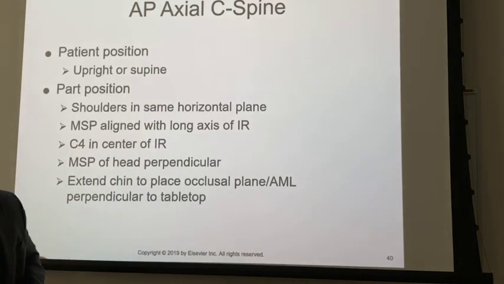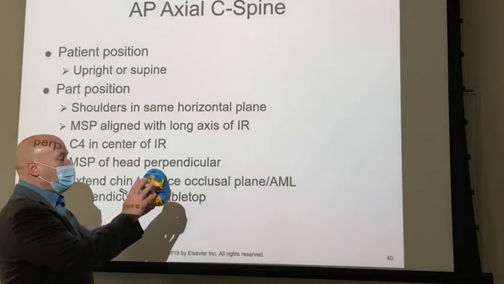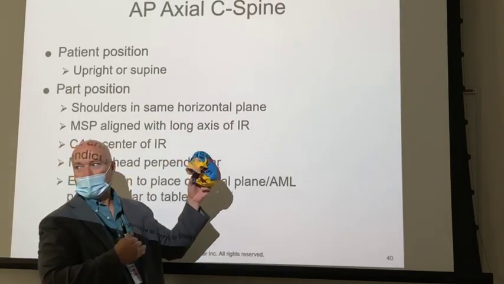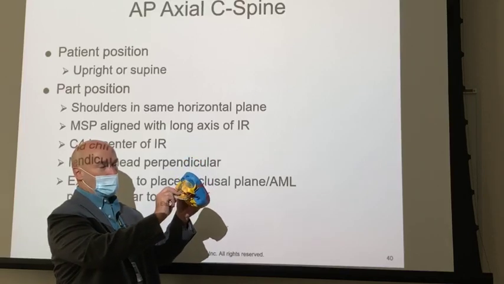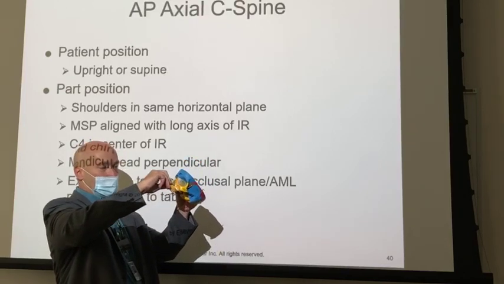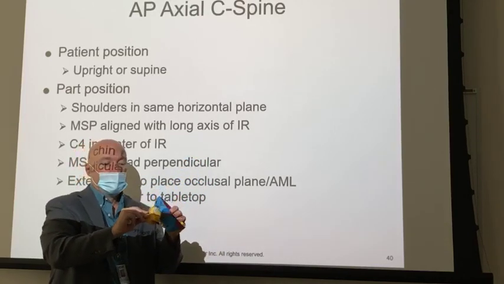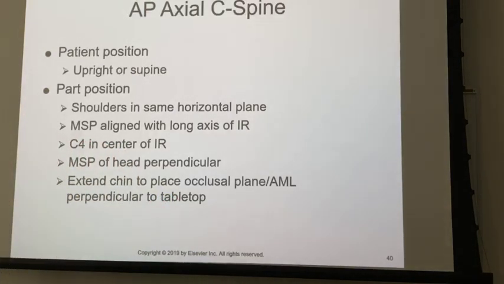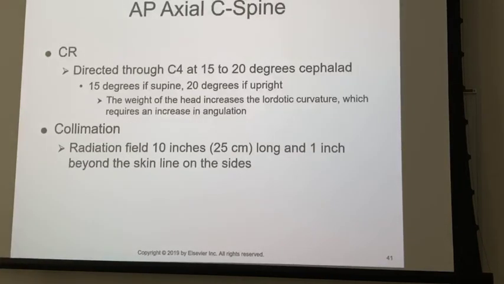You're not going to see the entire upper portion of the C-spine because the mandible and base of the skull are going to be right over C1, C2. You're just not going to see it. Unless you could remove their maxilla, you're just not going to see it. So really, what we're shooting for on the AP axial is from C3 down. You might see a portion of C2, but you're going to be seeing C3 through T1. Okay, so 15 to 20 degrees.